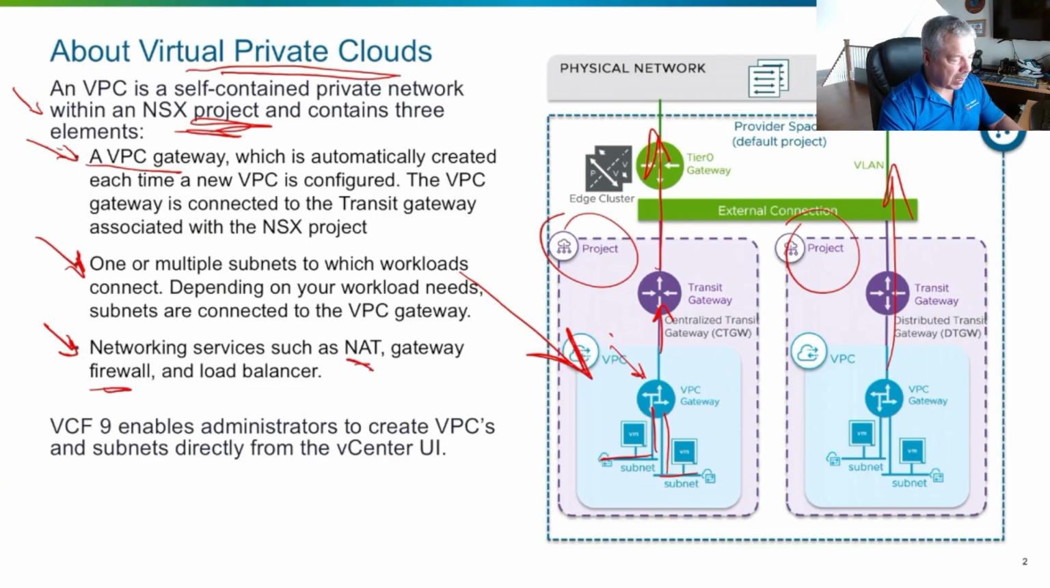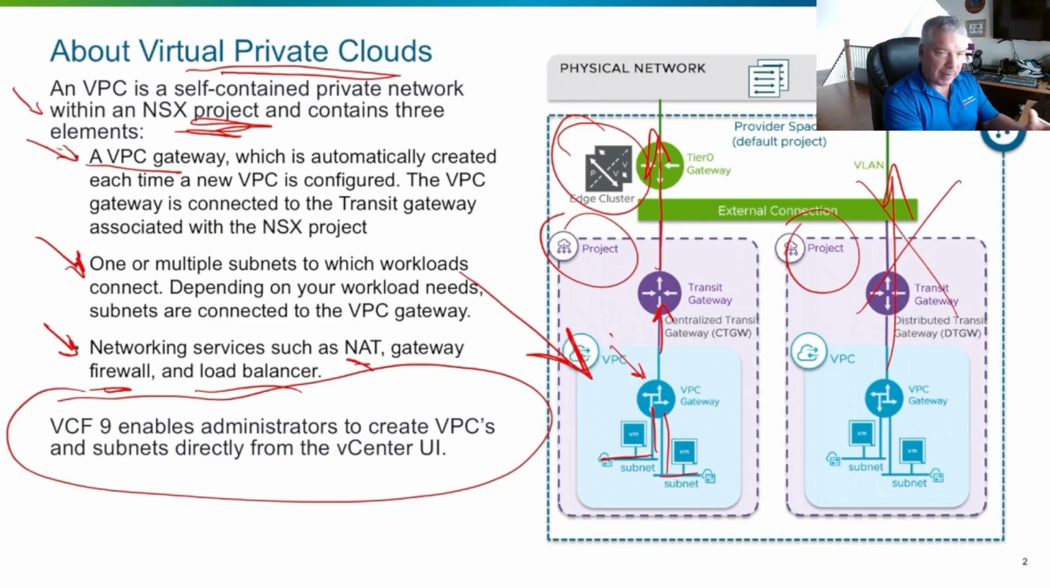For the vDefend, one of the things I talked about in the previous video, though, again, the gateway firewall doesn't work with the distributed transit gateway because there's no edge cluster there. So now the big thing here, so we've had VPCs, we've had projects in NSX 4.2.